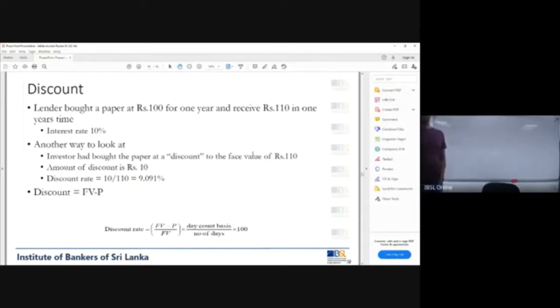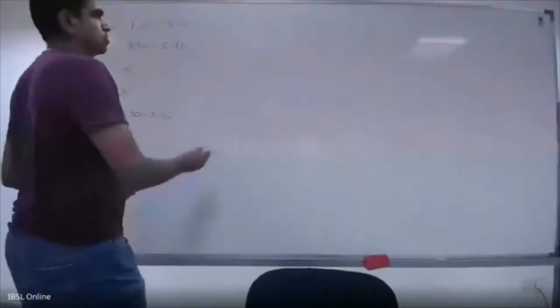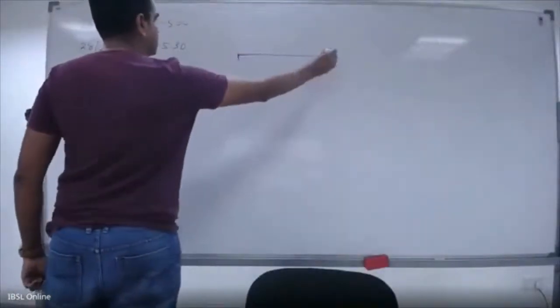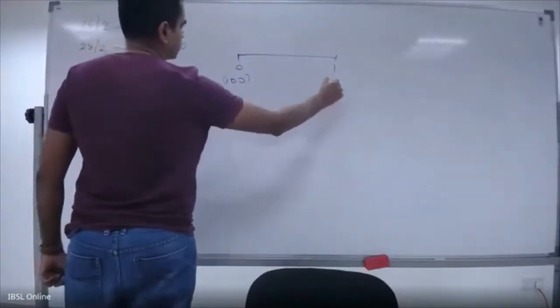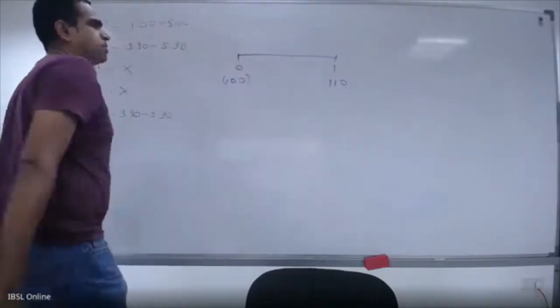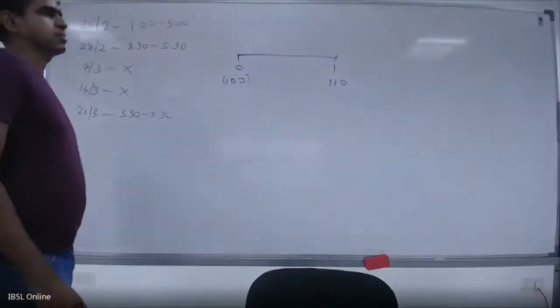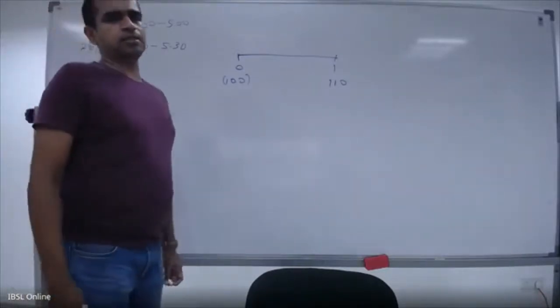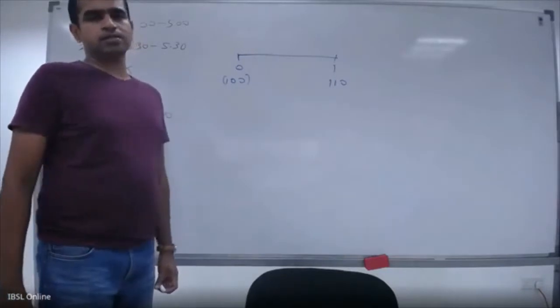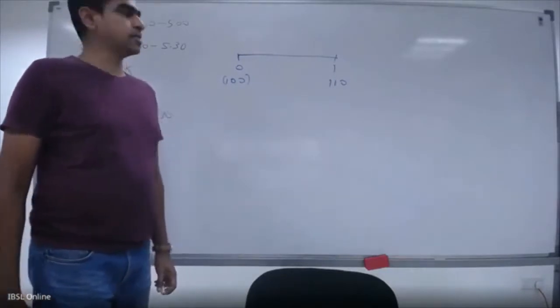Interest rate very simply is 10 over 100. So it's like simply placing an FD for 1 year. You invest 100, when it matures, you will get 110. Right? So very simply, you have got a return of 10%. Another way to look at it is the investor had bought a paper at a discount to the face value of 110.